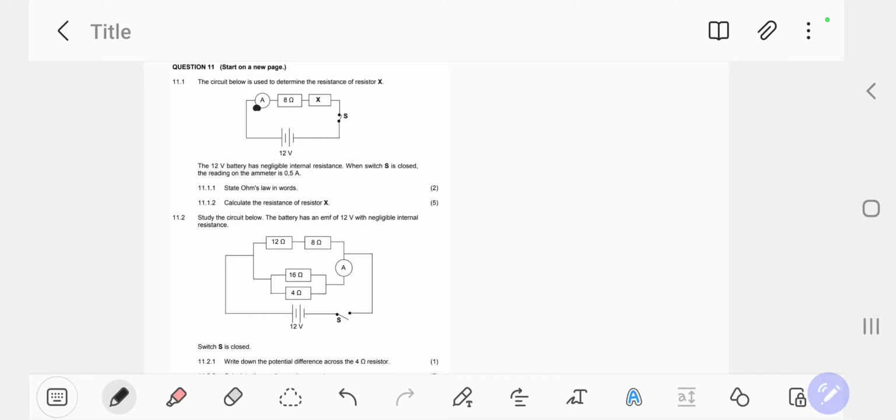Then you have the 8 ohm resistor and also the X resistor, and your switch seems to be open. There's no current flowing in the circuit. The 12 V battery has negligible internal resistance. When switch S is closed, we're going to explore the flow of current in the circuit. The reading on the ammeter is 0.5.